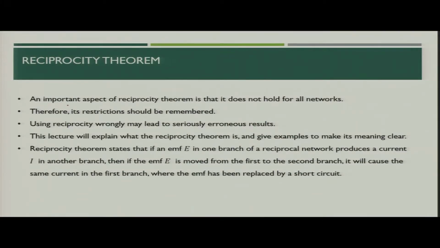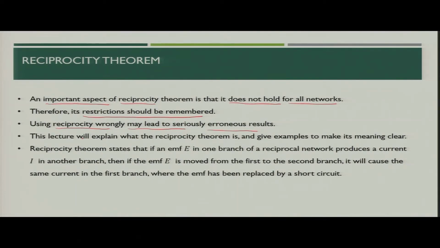Basically, it is a very important aspect of the reciprocity theorem that it does not hold for all networks. So, we have to be very careful when we deal with it, and we have to keep remembering the restrictions imposed on it, because if you do not follow them, you will use the theorem wrongly, and that may lead to a serious erroneous result in the circuit.